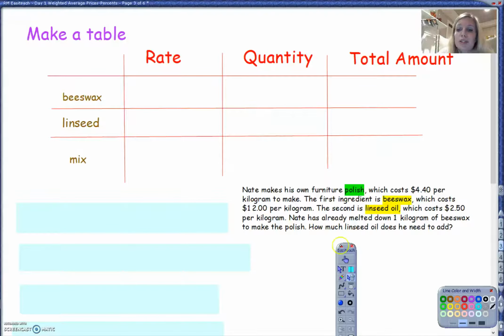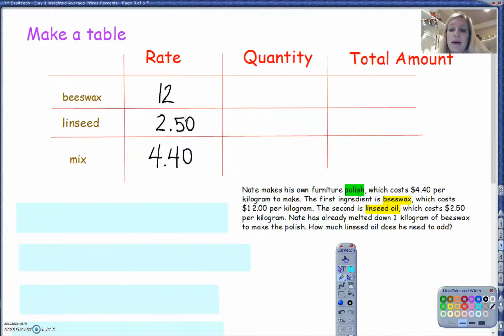Now I'm going to read through again, and as I do that, we're going to fill in what we know. It says his polish costs $4.40 per kilogram to make. That's going to go in your rate, so you put 4.4 there. The first ingredient is beeswax, which costs $12 per kilogram, so there's the rate, $12 per kilogram. The second is linseed oil, which costs $2.50 per kilogram.